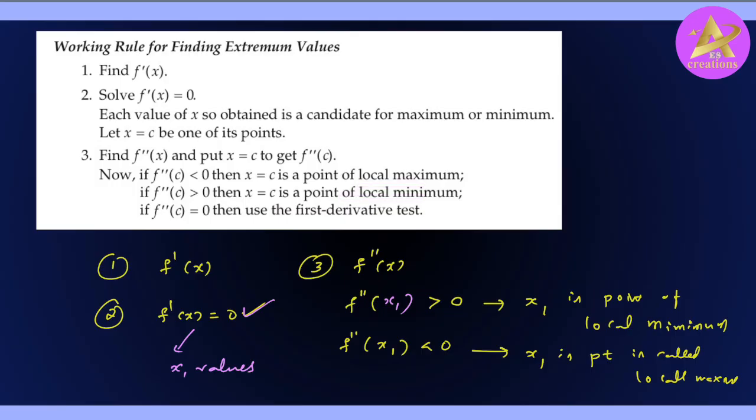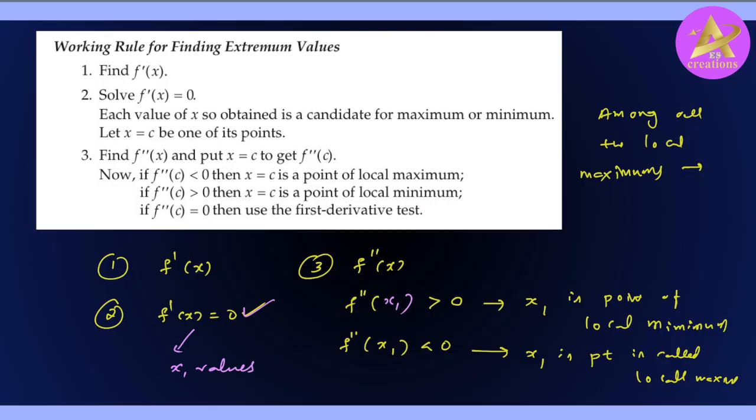We are talking about local maxima and local minima. Sometimes they will ask simply maximum or minimum, or absolute maximum or minimum. What is the meaning of absolute maximum or minimum? Among all the local maximums, which one is the maximum? That maximum number is called the absolute maximum value.